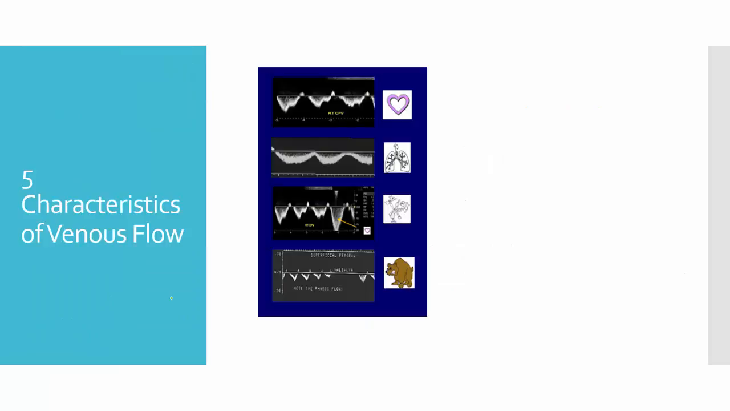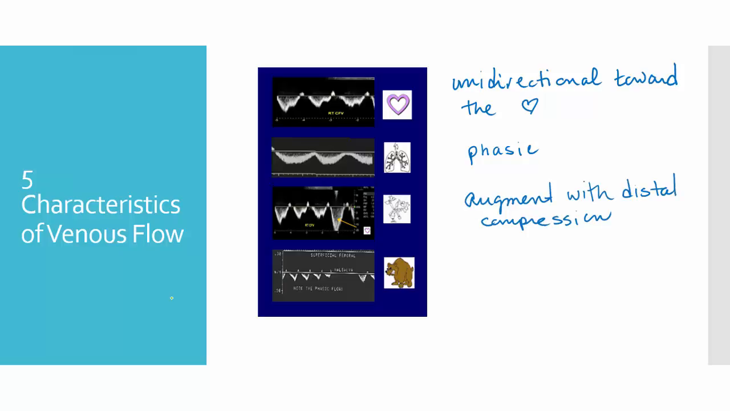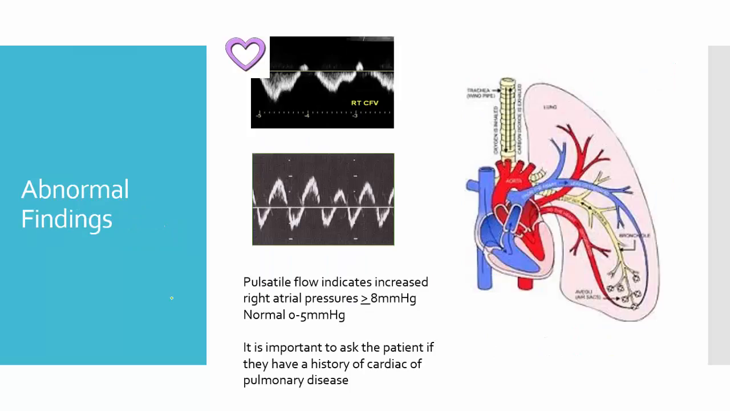So the 5 characteristics of venous flow: we have unidirectional flow toward the heart. It's phasic, or pressure changes happening with our breathing. It augments with distal compression. And when we bear down or perform that Valsalva maneuver, lower extremity venous return ceases. And all of this, of course, happens spontaneously. So abnormal findings, abnormal cardiac findings. We have a normal systole, diastole, atrial kick. It's almost like a W, is what they call normal venous return. And we see this in our systemic veins everywhere.